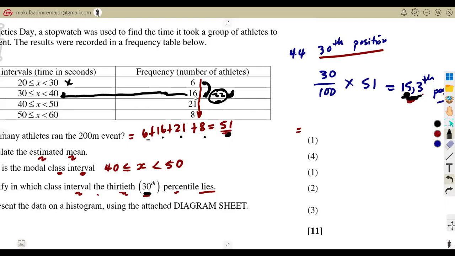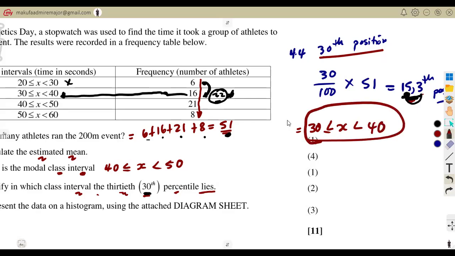So if 22 occurred under this interval, it means 15.3 also occurs under the same interval of 30 ≤ x < 40, the way that you're given. This is the interval where we have the 30th position.